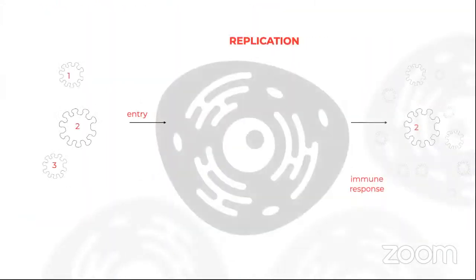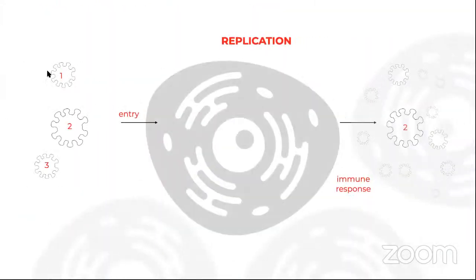Let's say we have replication. So we have a virus, it's a pathogen. The pathogen enters the cell. Inside the cell, it replicates. There is an immune response. Okay, so one of the things that we can ask is, if I know the sequence of the virus that entered the cell, how can I study what came out of the cell?